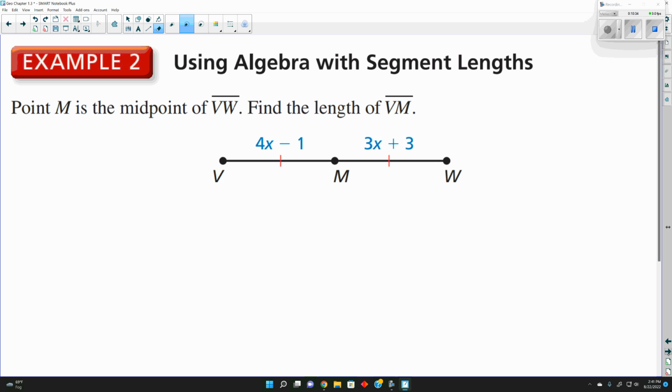Point M is the midpoint of line segment VW. Find the length of line segment VM. So this time, do we have any lengths given? Do we actually have a number? No. We have two expressions because we have the expression 4x minus 1 and the expression 3x plus 3. Yes? Okay.